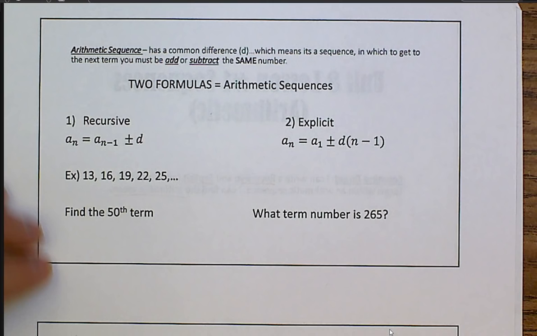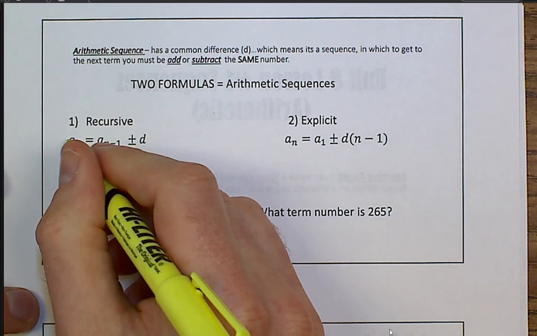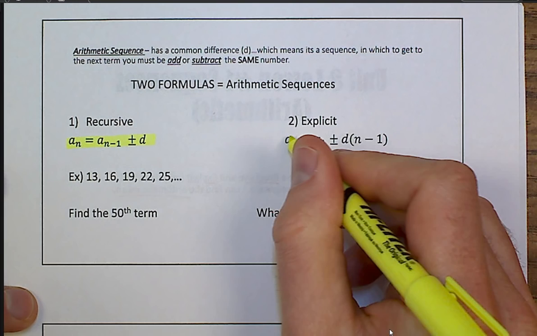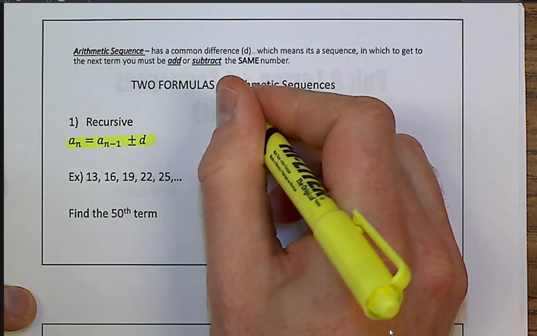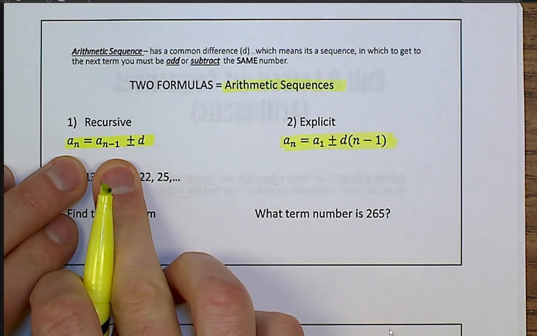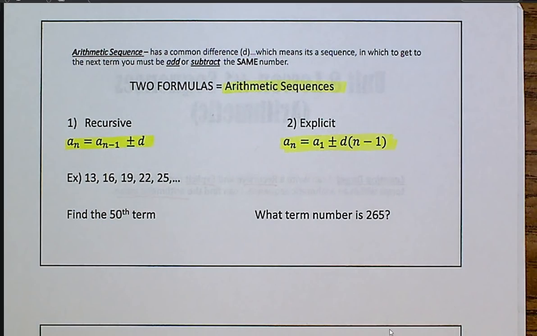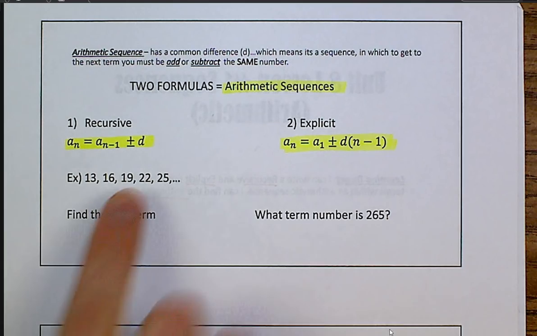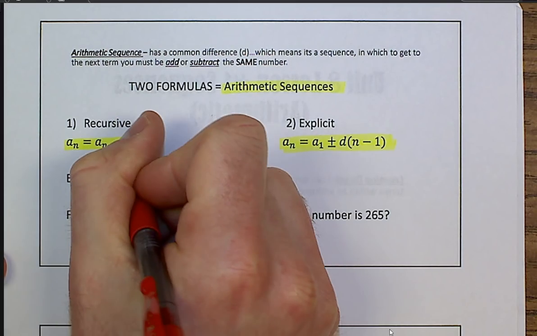So you are going to get these formulas, I believe, on a formula sheet, but this is the recursive formula, and this is the explicit formula for arithmetic sequences. All right? And you'll notice this one we kind of did on the one prior to this, right? So here we have an example. Let's just jump right into some examples, because that's always fun to do. So we have 13, 16, 19, 22, and 25.